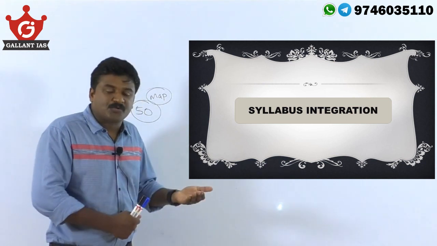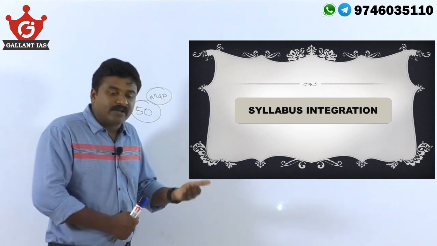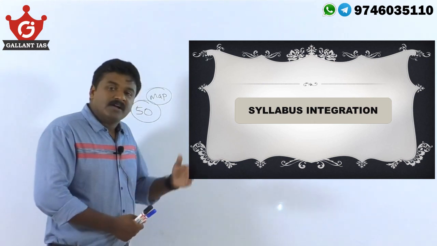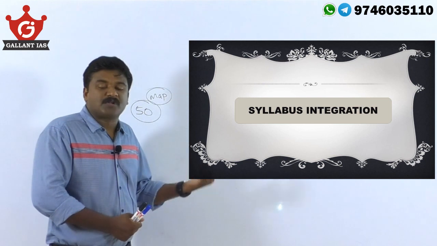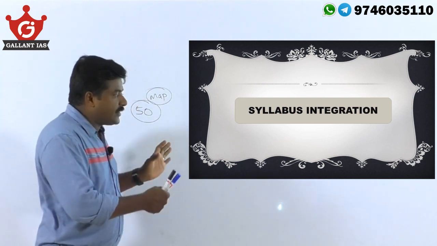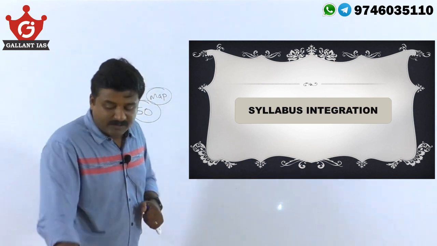In the prelims, you have to study ancient, medieval, modern history, art and culture. Same thing you have to study for history optional. In the mains, additionally, you have to study world history and post-independence. So the syllabus of history optional is integrated with your GS syllabus.